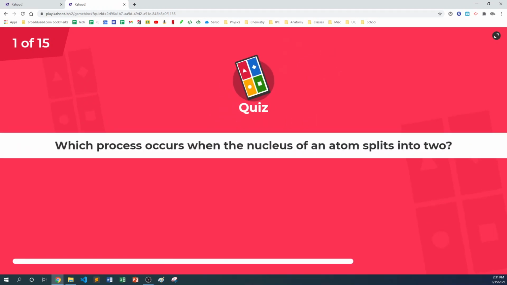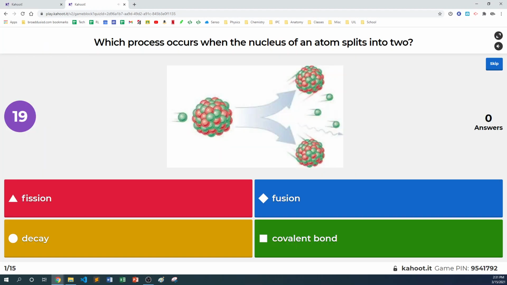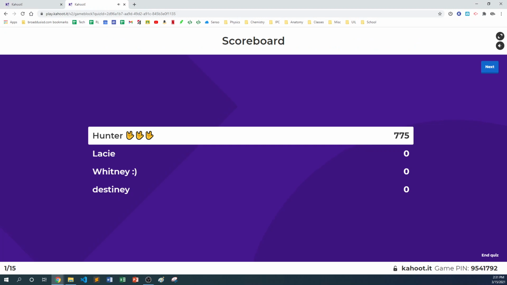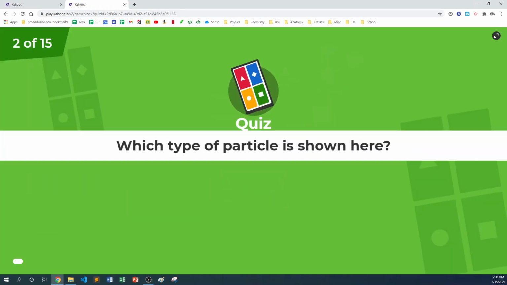Which process occurs when the nucleus of an atom splits into two? Okay. I knew it. Fusion. I knew it. I was like, it's either fusion or fission, but I couldn't remember. Should be obvious. The dumb guy knew it.